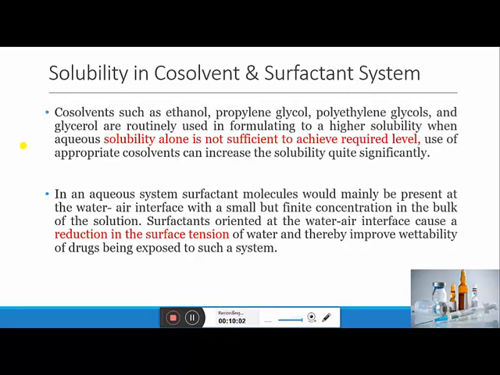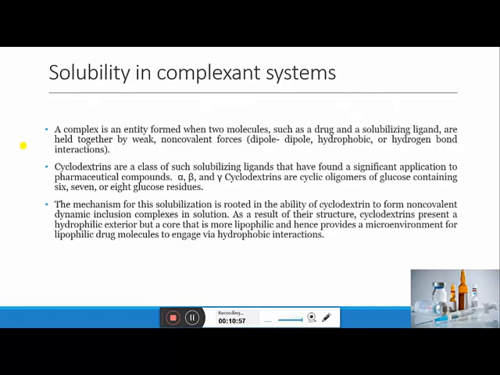Another characteristic is that if we add a higher concentration of surfactant into water, it produces micelles. Above the critical micelle concentration, it produces micelles, and a micelle is nothing but a group of surfactant molecules producing a spherical structure. So if the drug is lipophilic, it can be incorporated into the core of the micelle. So we can improve the aqueous solubility of a lipophilic drug.